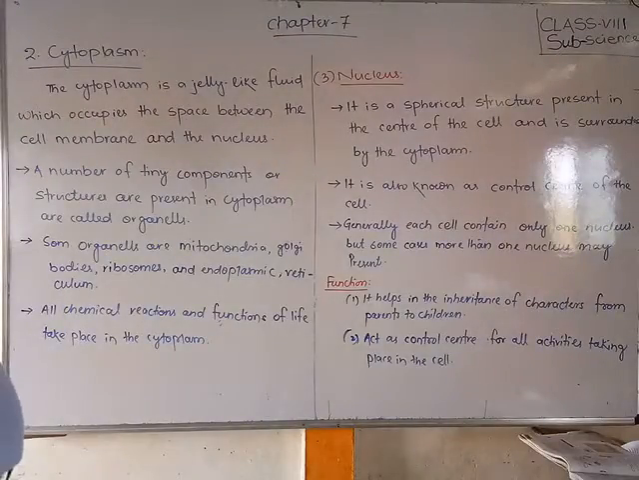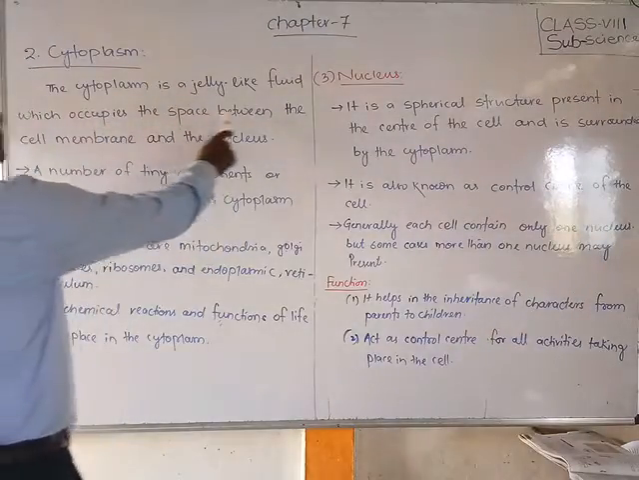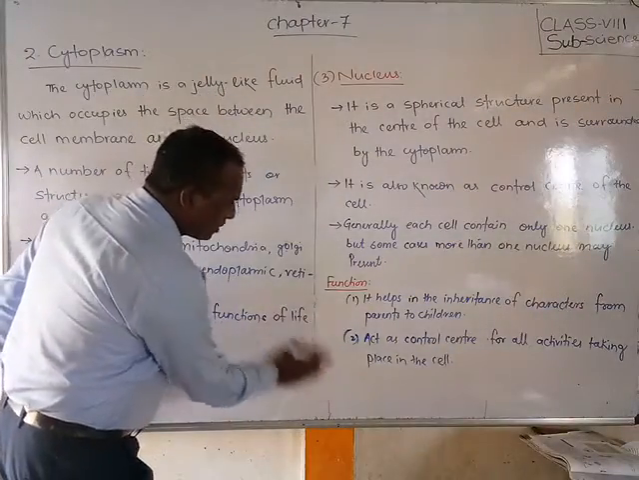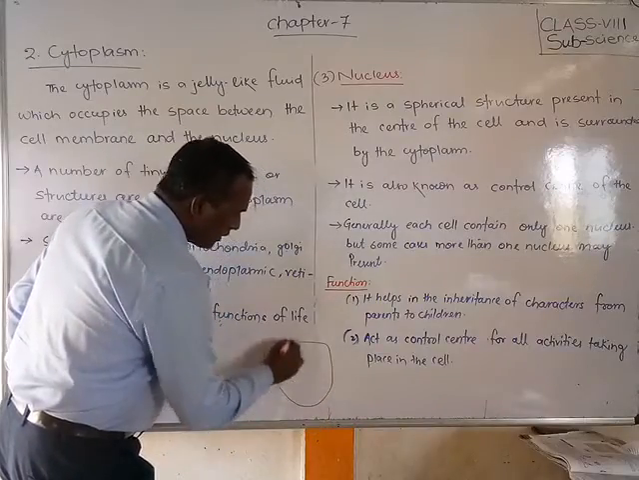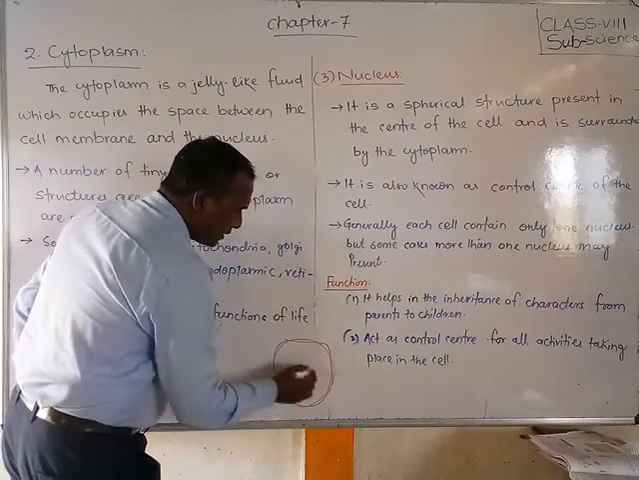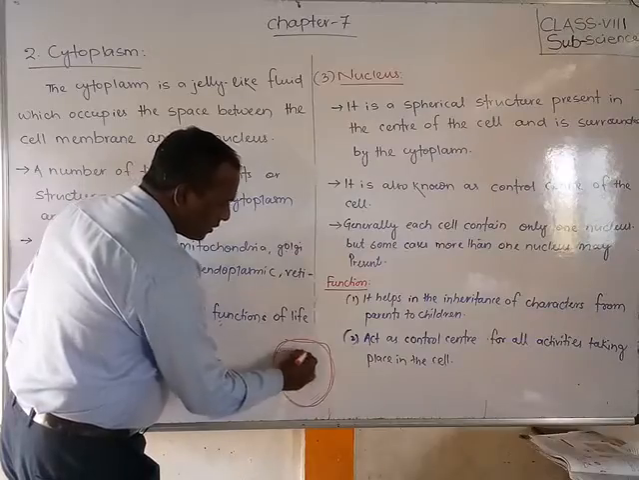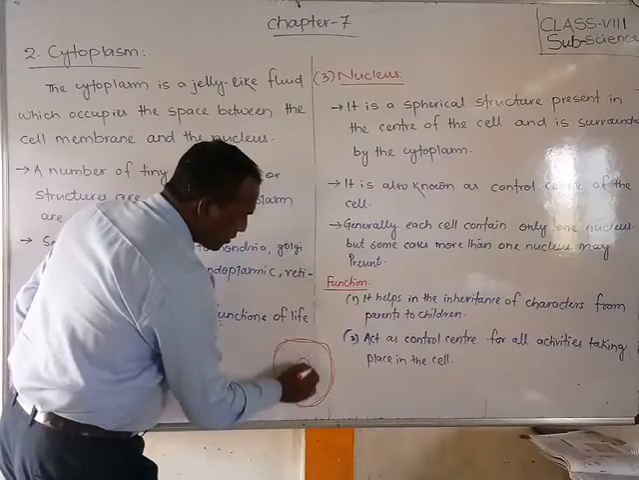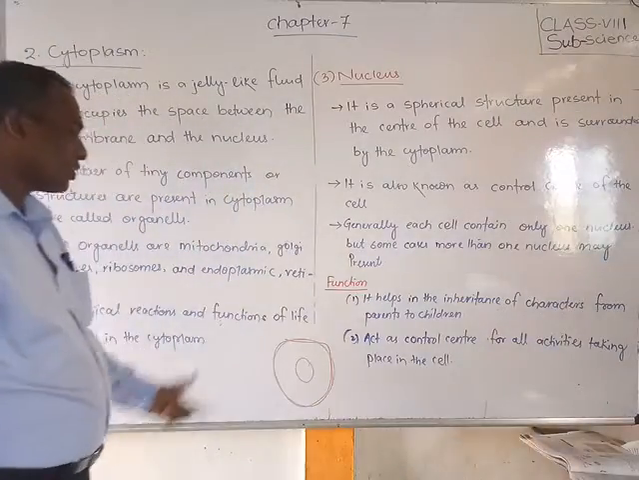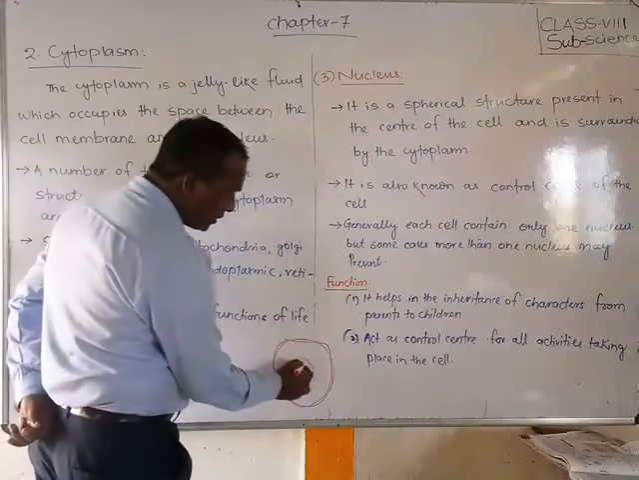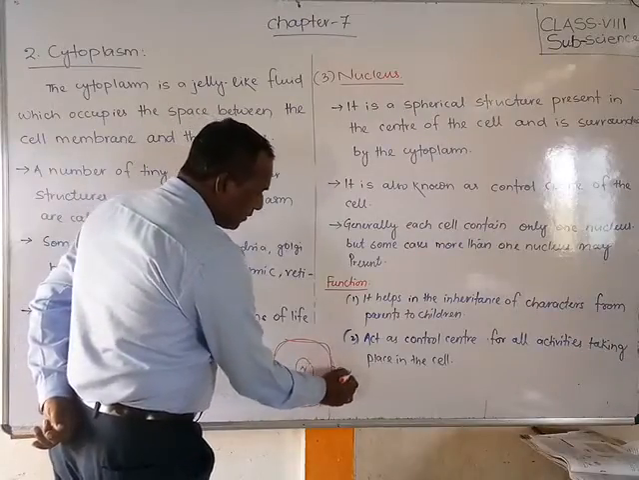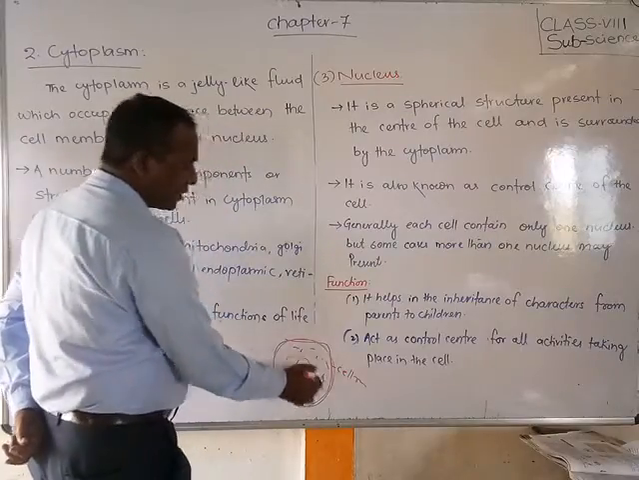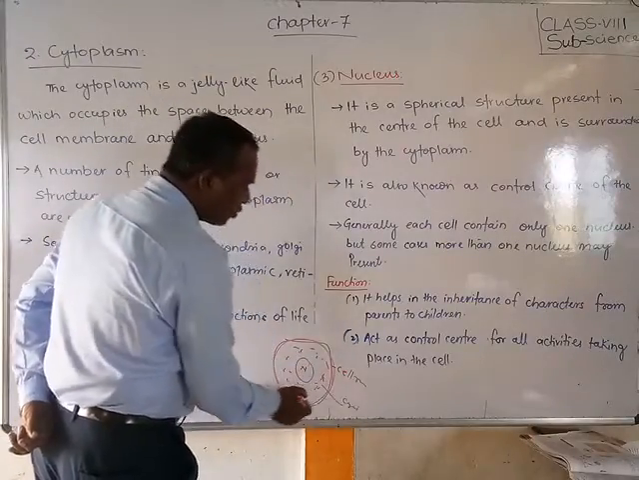Cytoplasm is a jelly-like fluid which occupies the space between the cell membrane and the nucleus. That means, friends, suppose I am drawing here: this is the cell membrane, and here this is the nucleus, for an animal cell. The space inside, between them, is called the cytoplasm.